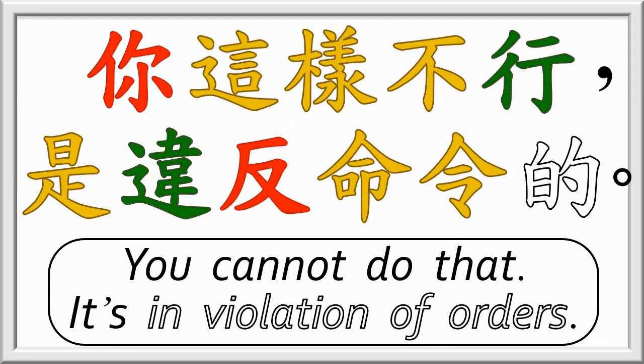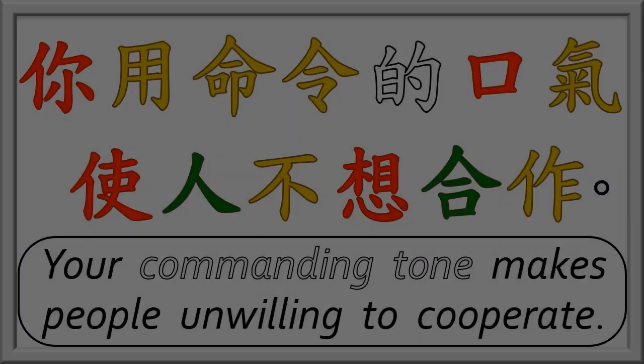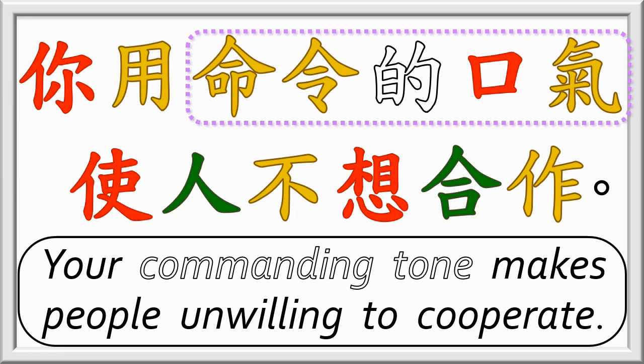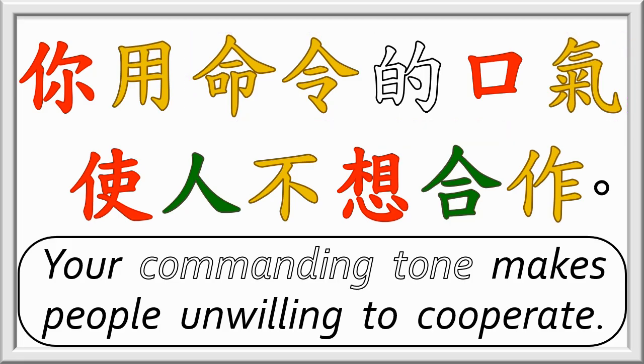你这样不行，是违反命令的. You cannot do that. It's in violation of orders. 你用命令的口气，使人不想合作. Your commanding tone makes people unwilling to cooperate. As we've seen before, both 等 and 待 mean to wait. So, 等待命令, or simply 待命, translate as awaiting instructions or to be on standby.